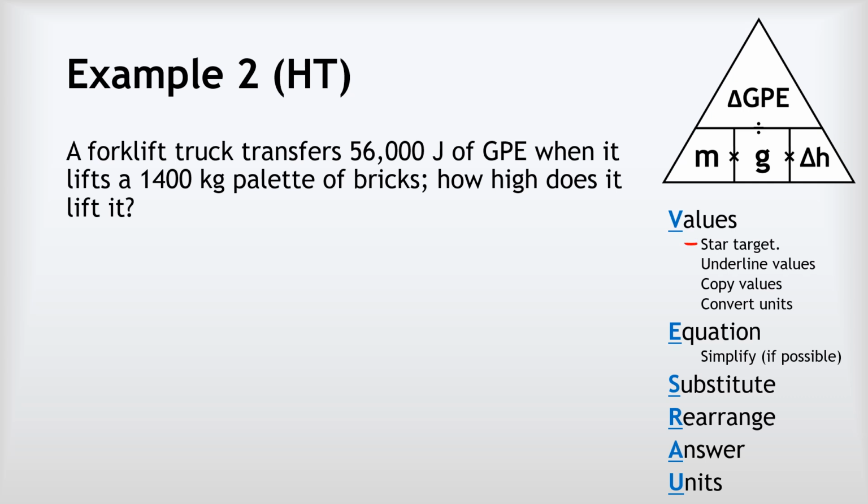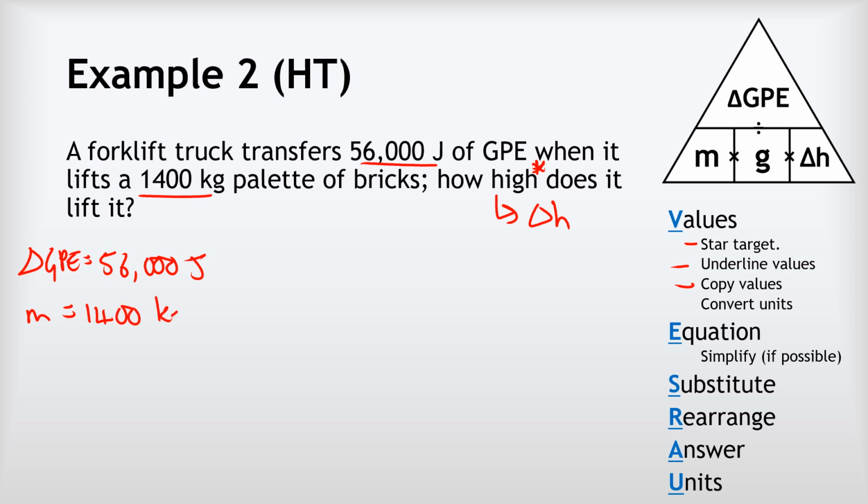Star our target, first of all. So how high does it lift it? That is our target. Now, how high, really what we're being asked to find is delta H. Underline the values. We've got 56,000 joules and a 1,400 kilogram pallet of bricks. Copy those values out. So delta GPE equals 56,000 joules. M, the mass, was 1,400 kilograms.